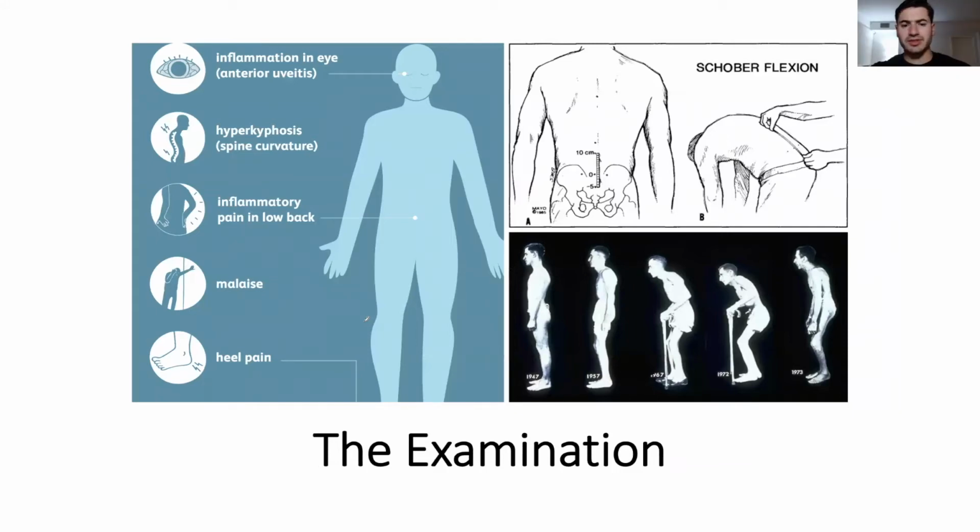So during the exam, what are the things that we'd be looking for to help determine if an individual has regular low back pain or if they have an inflammatory condition such as AS? So the history will show an insidious onset of low back pain. So no cause, no trauma, nothing like that.